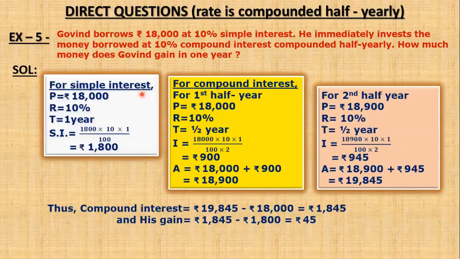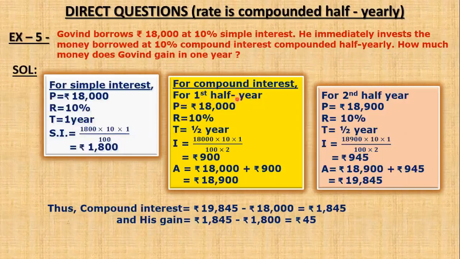So for simple interest, principal is rupees 18,000, rate is 10%, time is 1 year. So Govind has to pay the simple interest of rupees 1,800 by the formula PRT upon 100. Now, since he is investing that amount to somebody else at compound interest, but it is compounded half yearly, 1 year will be divided as first half and second half. So we will solve it.